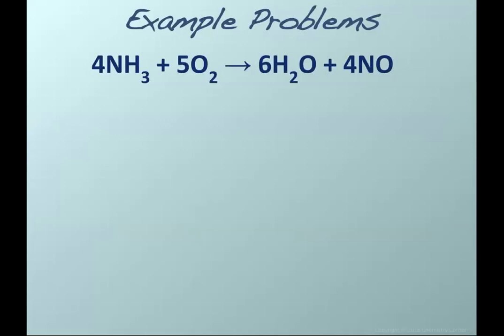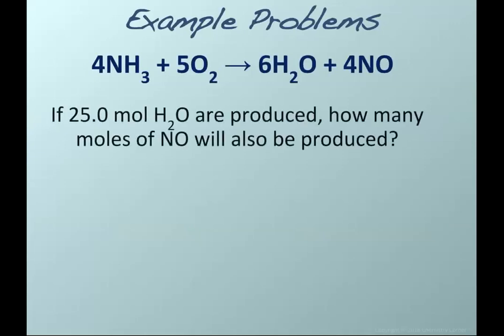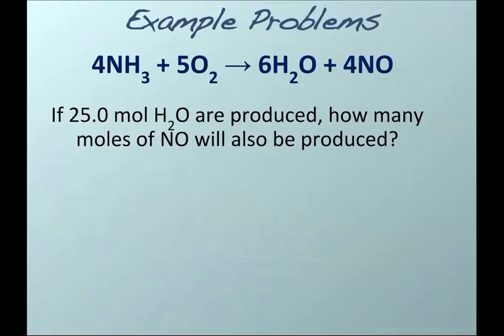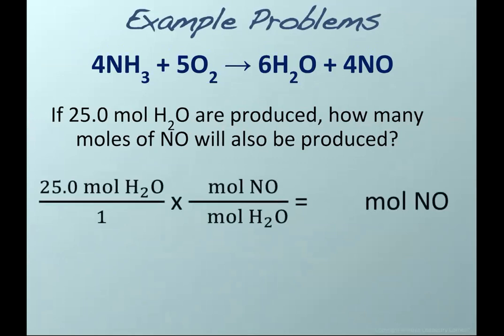Okay, let's try another one. If 25.0 moles of H2O are produced, how many moles of NO will also be produced? All right, so let's see. We're going to write what's given, which is 25 moles of H2O on the right, and then we're going to put that on the bottom, what's unknown, which is NO on the top.